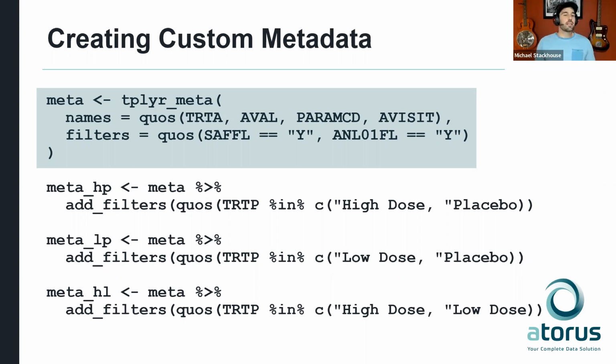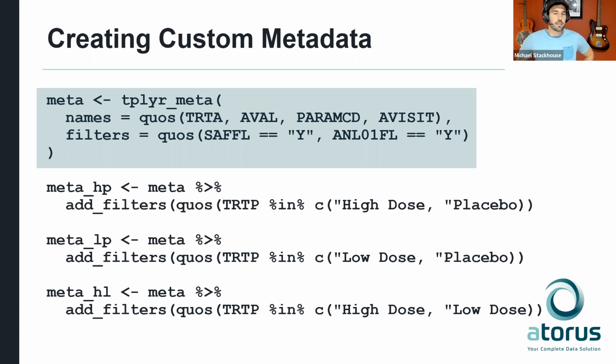So if you want to expand the object itself, the way that you can do this is to pipe and then add filters. So we're going to create another metadata object. This is a separate metadata object that's just building off of the first one that we created, to say that I want to add the filters for TRTP in, and this is a bad example for me because I'm specifying TRTP here, but I don't have TRTA there. So typo on my slide, but that's fine. The examples work. So with meta, we're adding filters to say, add another condition where TRTP is one of the values of high dose or placebo.